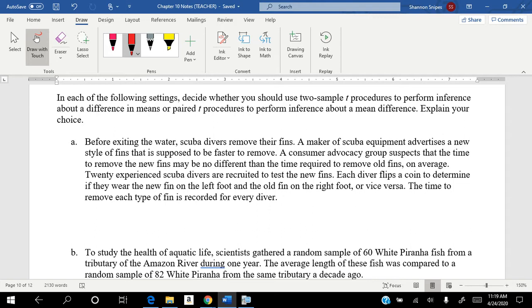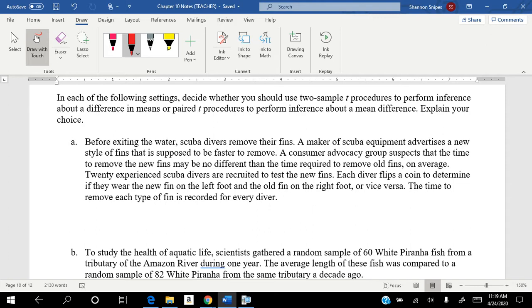Each diver flips a coin to determine if they wear the new fin on the left foot and the old fin on the right foot, or vice versa. The time to remove each type of fin is recorded for every diver. So ask yourself a question.